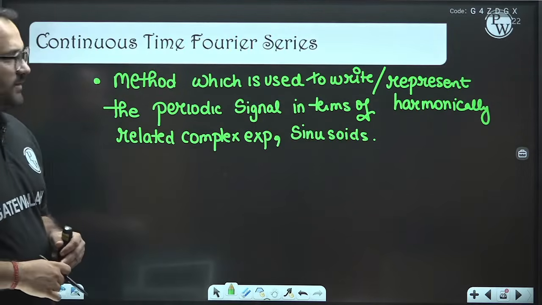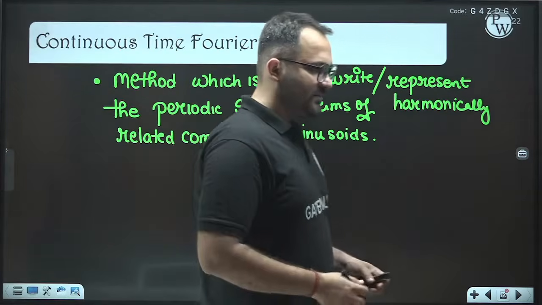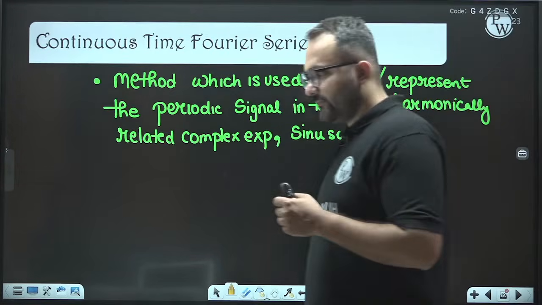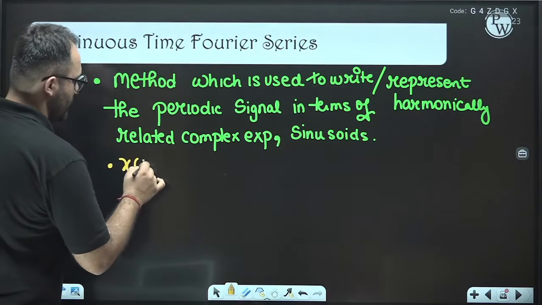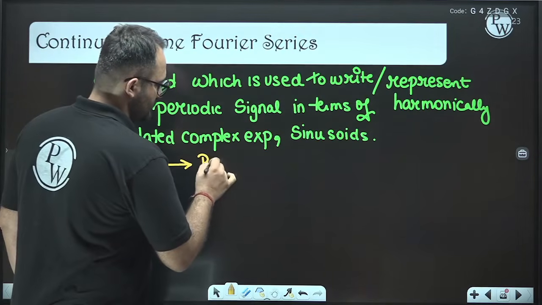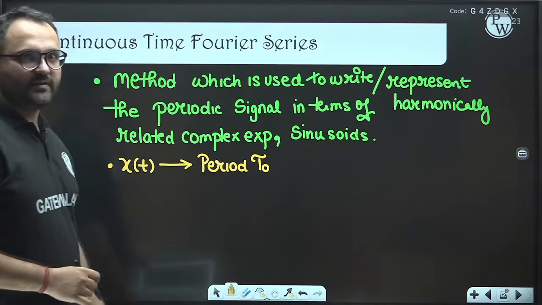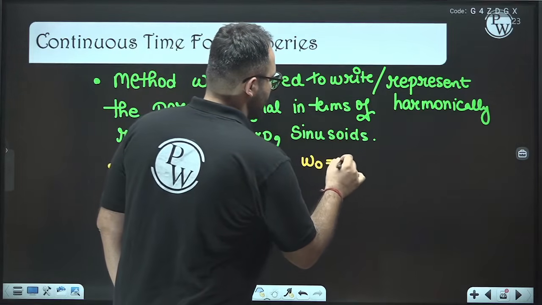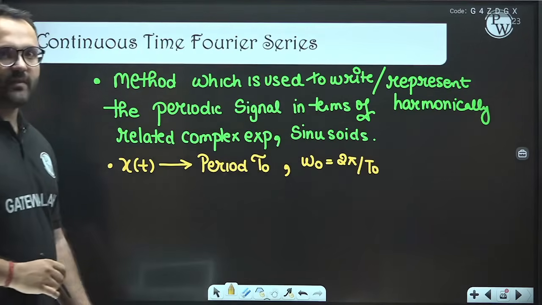So what is the meaning of harmonically related? In periodic signals, we have one thing which is called fundamental frequency, that we have already seen when I was teaching you the periodic and non-periodic signals. If x(t) is having period T naught, then the fundamental frequency will be 2 pi by T naught.